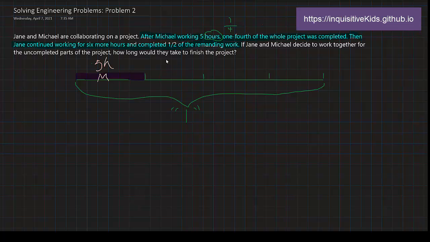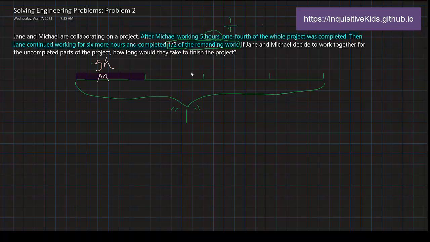Then Jane continued working for 6 more hours and completed 1/2 of the remaining work. So there's one key point. It's not saying she completed 1/2 of the whole project. She completed 1/2 of the remaining work. The remaining work means 1/2 of the work left over. So we know that she went on working for 6 more hours. But what is the value of 1/2 of the remaining work?